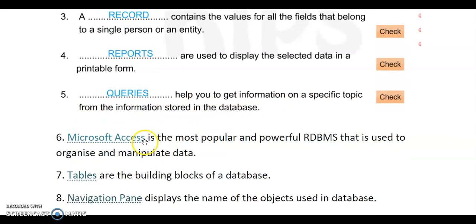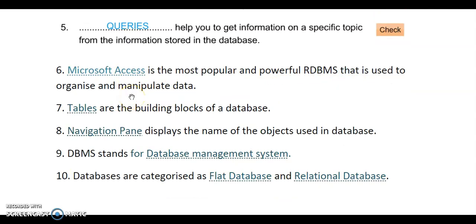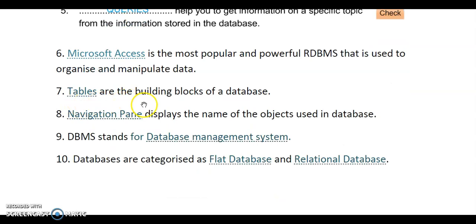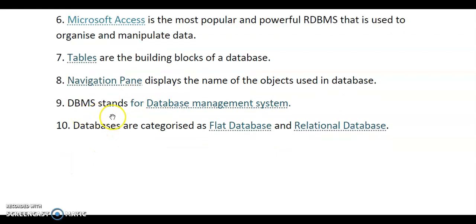Answer is queries. These 5 fill-ups are from your book, and now I will give you some extra fill-ups. Number 6, dash is the most popular and powerful RDBMS that is used to organize and manipulate data. Answer is Microsoft Access. Number 7, dash are the building blocks of a database. It is tables. Number 8, dash displays the name of the objects used in the database. It is the navigation pane. Number 9, DBMS stands for Database Management System. Number 10, databases are categorized as flat database and relational database.